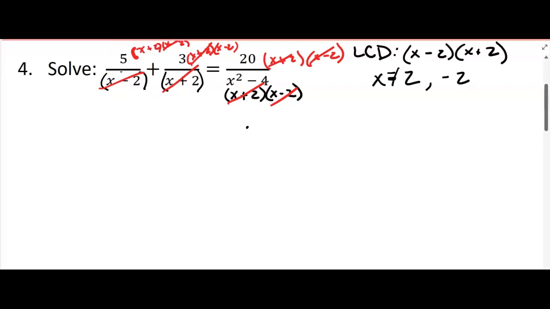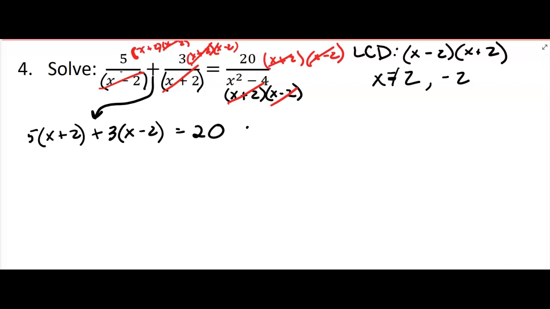All right, you got to write what's left, so you have to find it. You've got 5 times x plus 2 plus, now where did that addition sign come from? Right there. 3 times x minus 2, and then over here you just have 20. That makes this equation very doable. It's easier than the last one we did, actually.